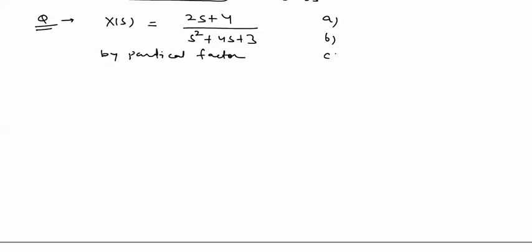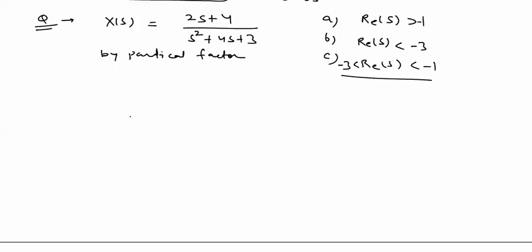Applying these three conditions, ROC for the first is greater than minus 1. ROC for the second is less than minus 3. ROC for the third case varies between minus 3 and minus 1. How can partial fraction be performed?